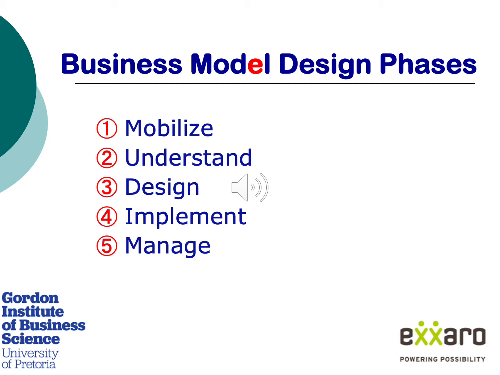There are 5 phases to business model design. The first is mobilize. Here, the objective is to prepare for a successful business model design project. Second is understand. You research and analyze the elements that are needed for the business model design project. The third would be to design. Here, you want to generate and test viable business model options and select the very best out of the lot.